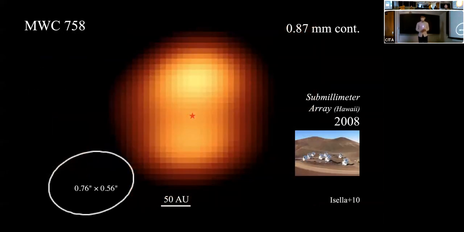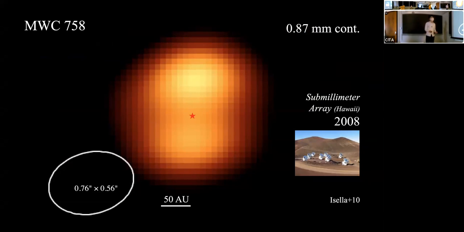Here's our second example at a different wavelength, 1,000 times longer. This is an SMA, Submillimeter Array, observation of the TW Hydra disk at 0.87 millimeter. This was taken in 2008. This is a continuum observation, therefore it traces the distribution of submillimeter-sized particles. The beam size indicated here tells us the angular resolution of the observation. So the entire disk is resolved by something like 2 resolution elements.